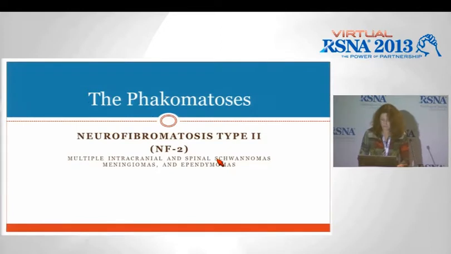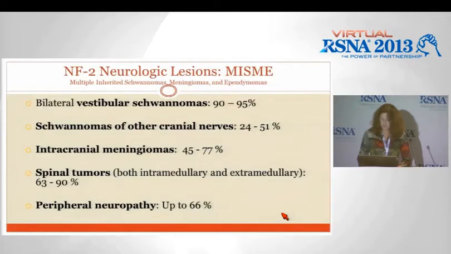So moving on to neurofibromatosis type 2, it's more rare with an incidence of 1 in 25,000 to 1 in 30,000. It is a disease of multiple intracranial and spinal schwannomas, meningiomas, and ependymomas. Patients typically present around 20 years of age with the following neurological lesions: bilateral vestibular schwannomas, schwannomas of other cranial nerves, intracranial meningiomas, spinal tumors, both intra and extramedullary, and peripheral neuropathy.